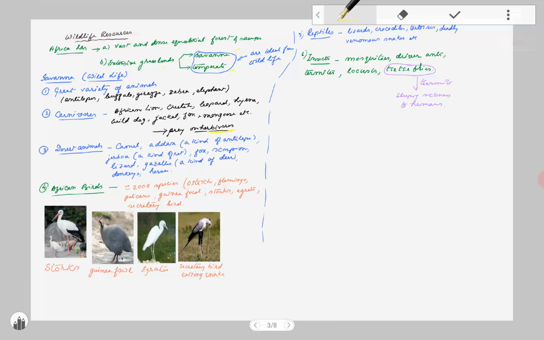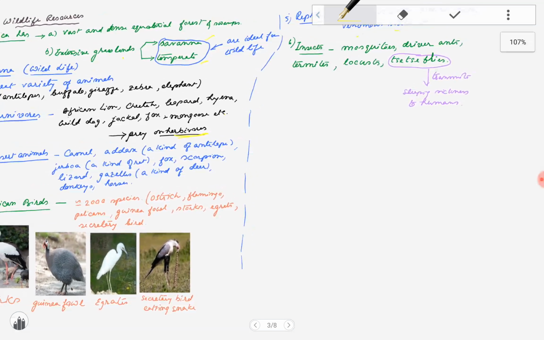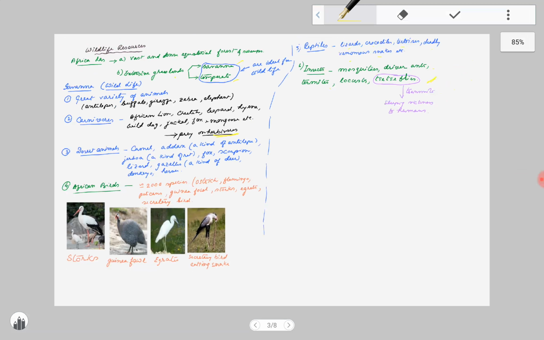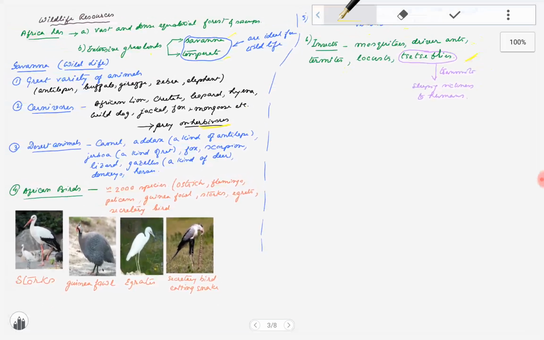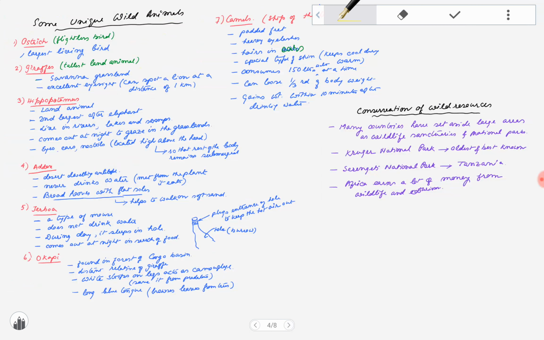The reptiles are the lizards, crocodiles, tortoises, and deadly venomous snakes, etc. And the insects that are found over there: the mosquitoes, driver ants, termites, locusts, and tsetse flies. Remember this, it is very important: tsetse flies transmit sleeping sickness to humans. If they bite you, at all times you feel sleepy.